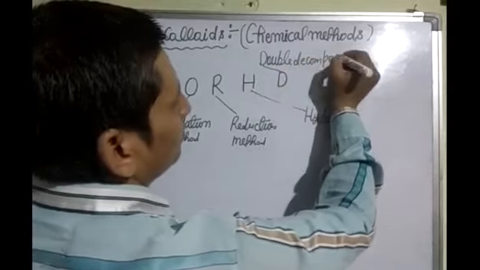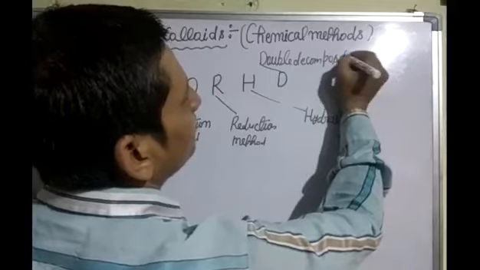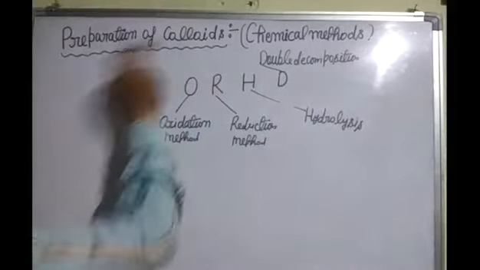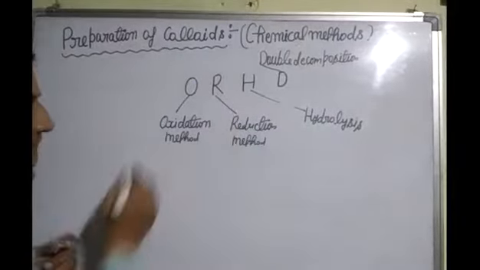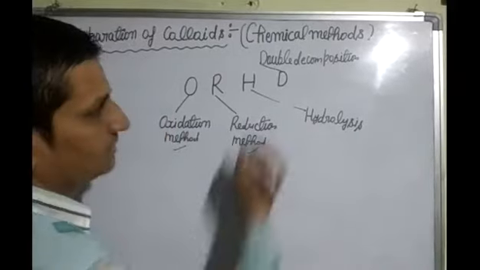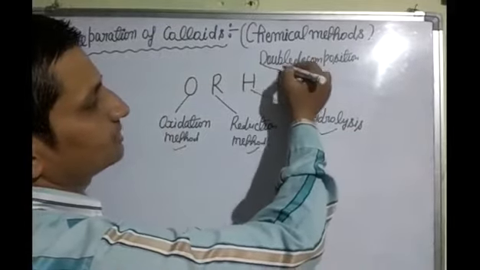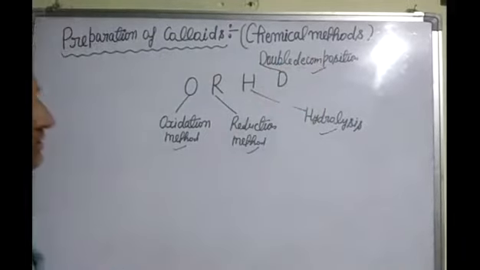So dear student, there are a total of 4 methods to prepare colloidal solution by chemical methods. First is oxidation method, second reduction method, third H for hydrolysis method, and fourth D for double decomposition reaction.